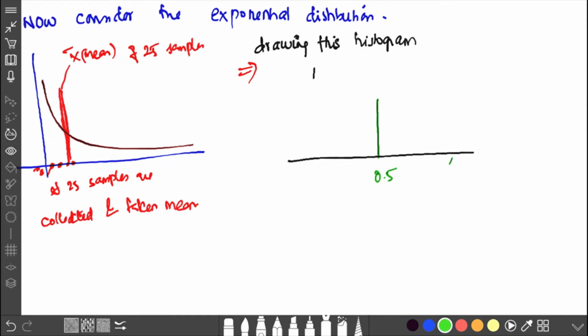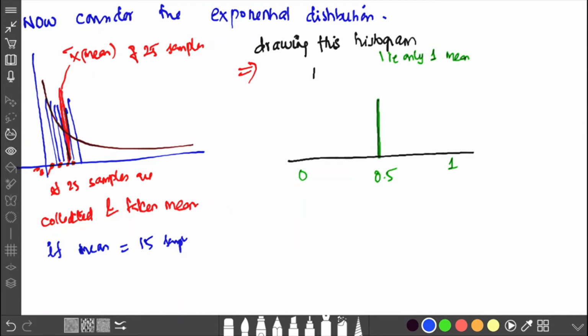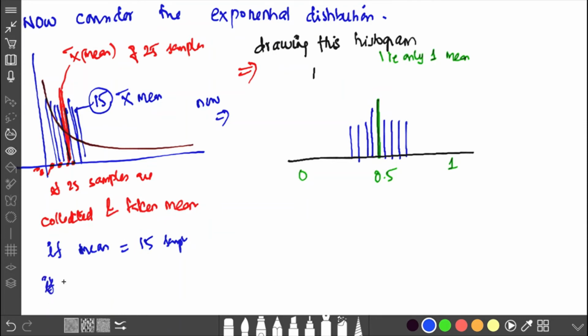Now considering an exponential distribution curve. For the same point, if an exponential curve is taken, in the left side diagram, I am going to consider the same 25 sample points and a mean is taken. In the histogram only one mean occurrence is happening, so there is no distribution of the curve. If I increase the sample points, the average mean value will be increased.